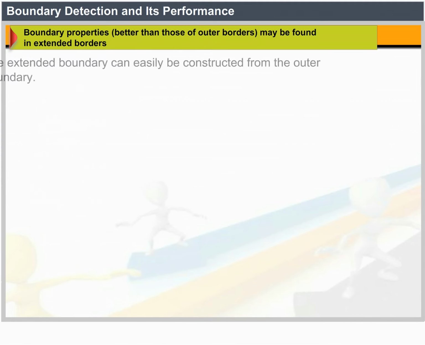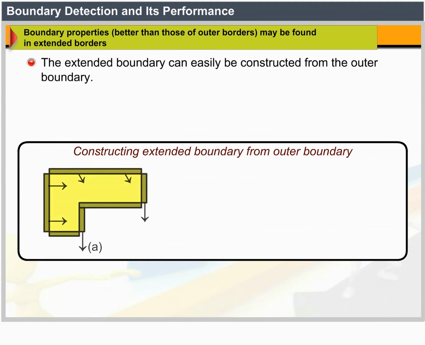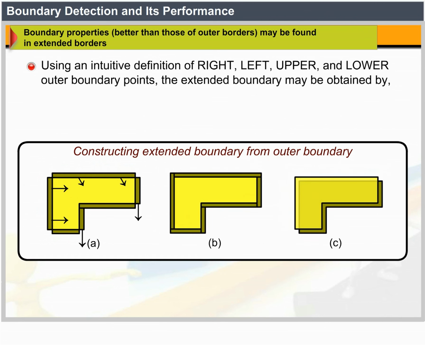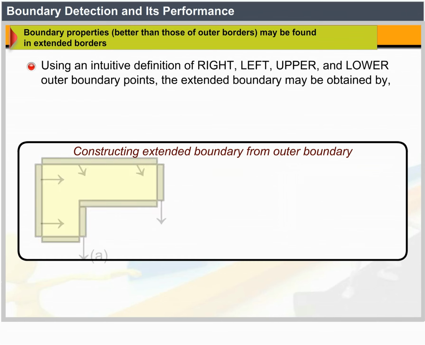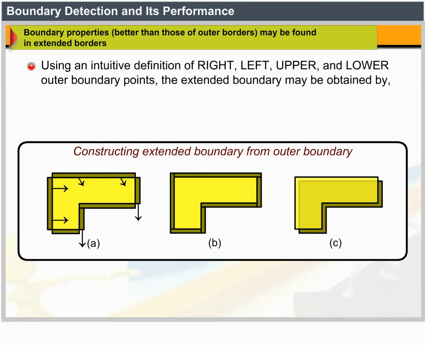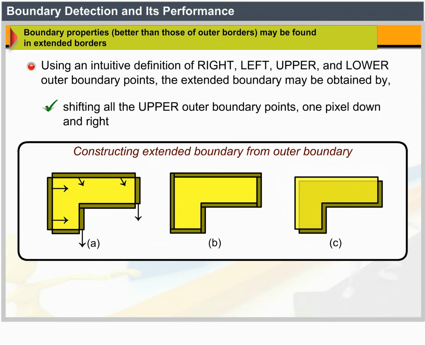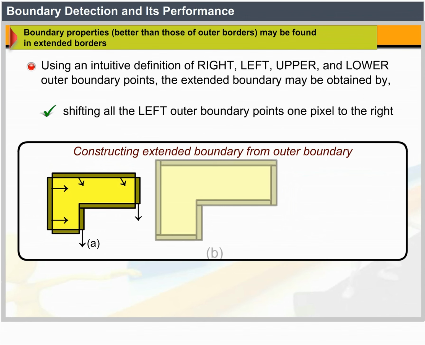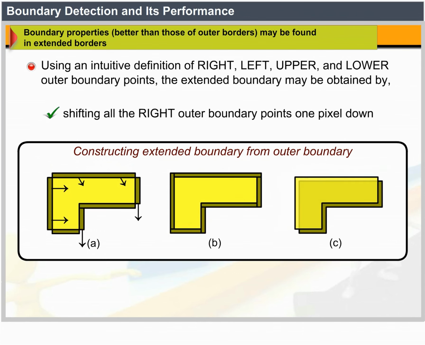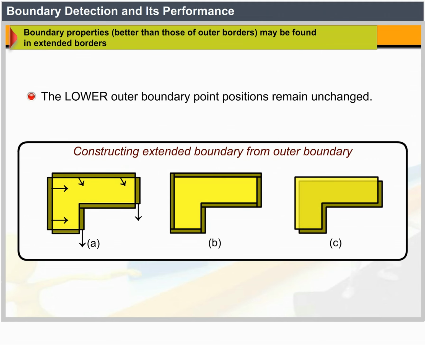The extended boundary can easily be constructed from the outer boundary. Using an intuitive definition of right, left, upper, and lower outer boundary points, the extended boundary may be obtained by shifting all the upper outer boundary points 1 pixel down and right, shifting all the left outer boundary points 1 pixel to the right, and shifting all the right outer boundary points 1 pixel down. The lower outer boundary point positions remain unchanged.